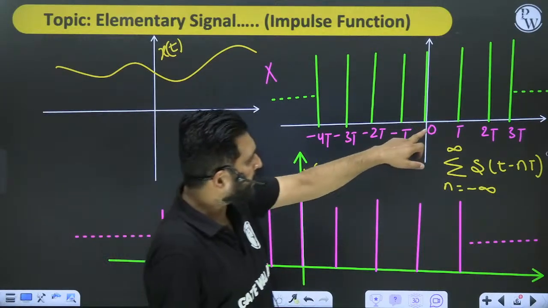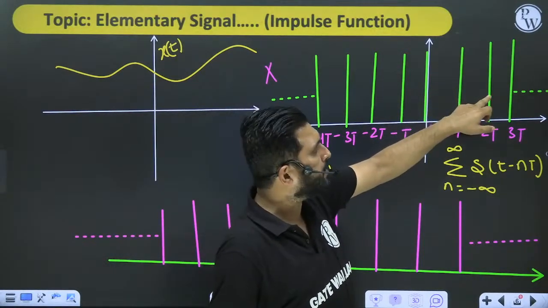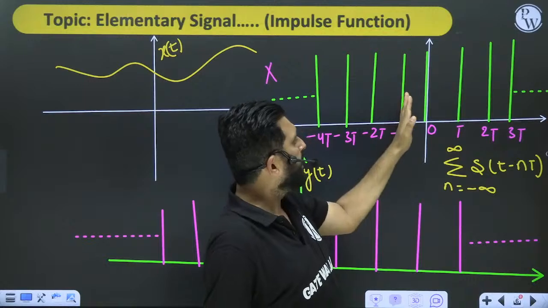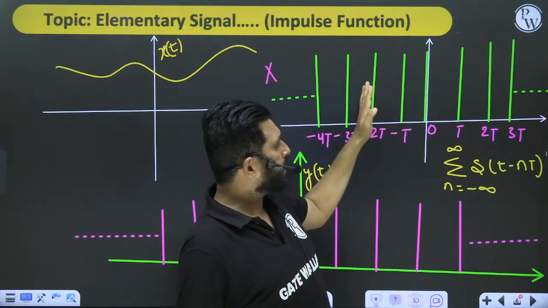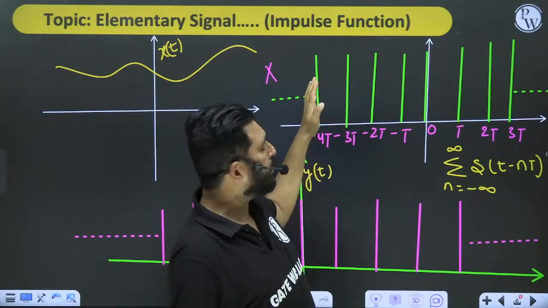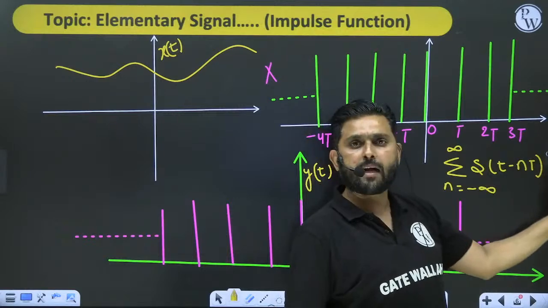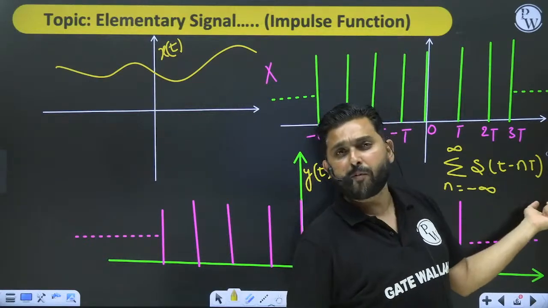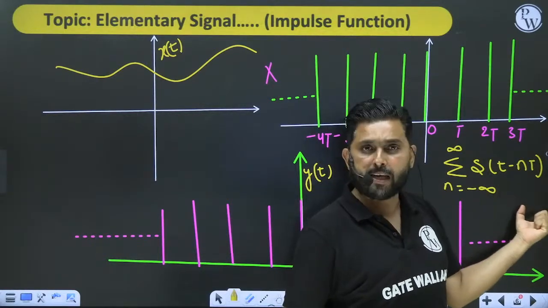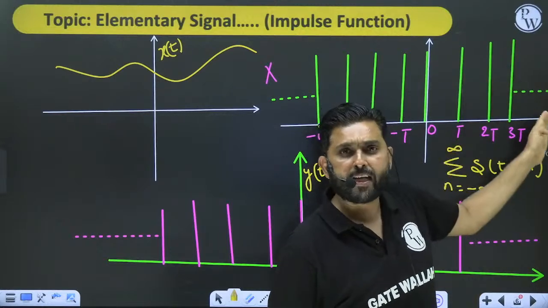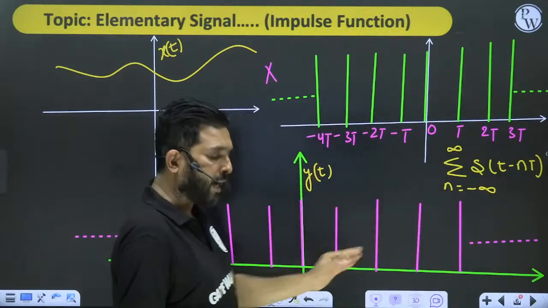because this is delta t minus T, delta t minus 2T, delta t minus 3T. Similarly, delta t plus T, delta t plus 2T, delta t plus 3T, delta t plus 4T, and so on. So what I'm saying is that this is a train of impulses. This is the impulse train which is present at every T. But the question is, how will you write y of t?